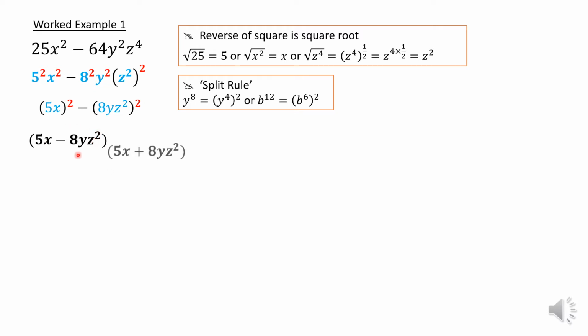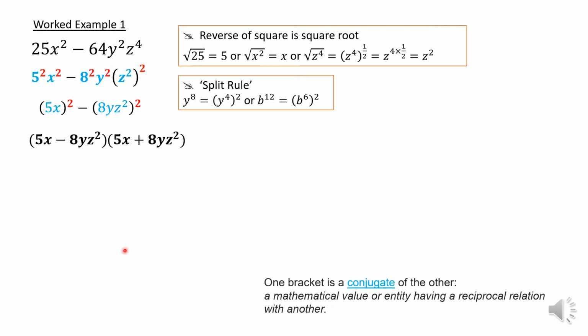So one bracket is going to be the conjugate of the other bracket. What that actually means is that it's the reciprocal of the other one. So one is going to have a positive, one is going to have a negative. Okay, and that is how you get from two terms to one term.